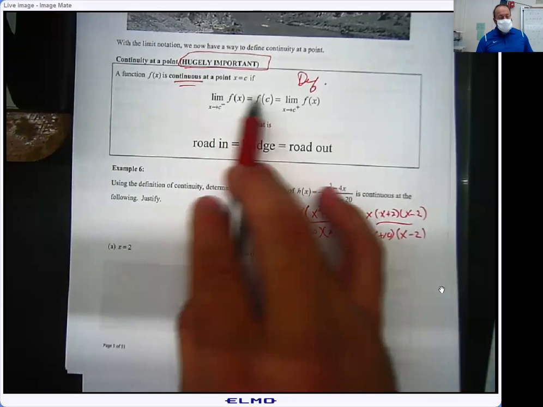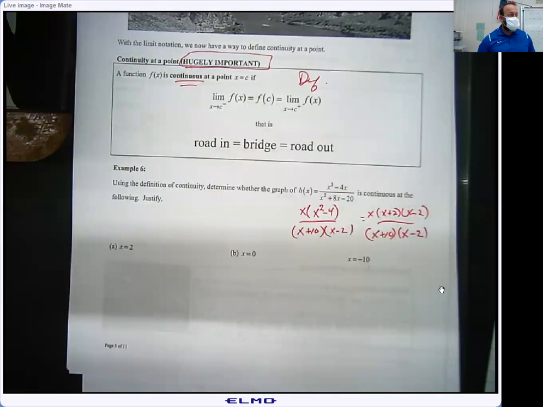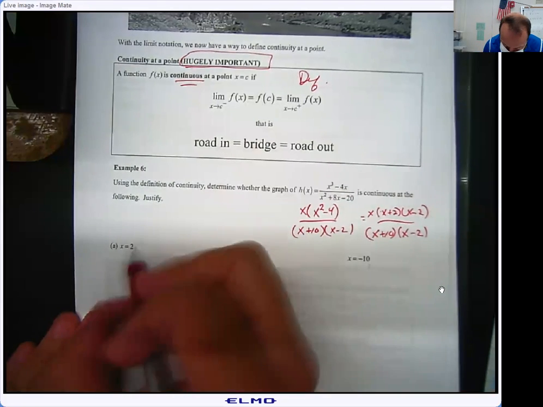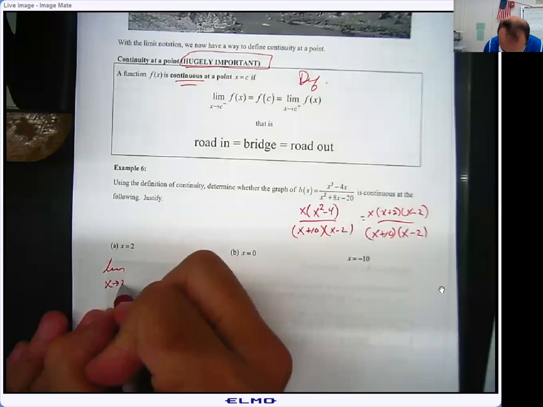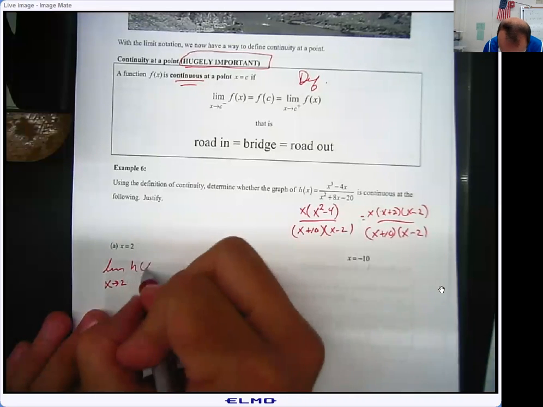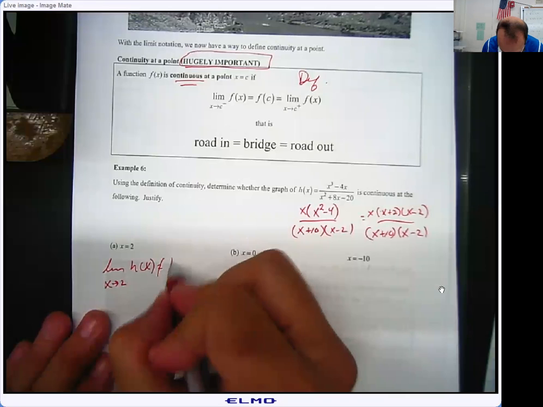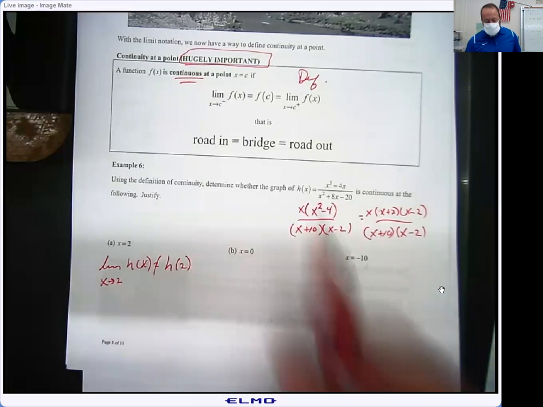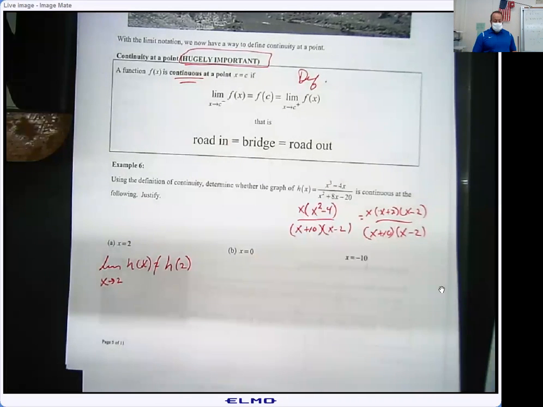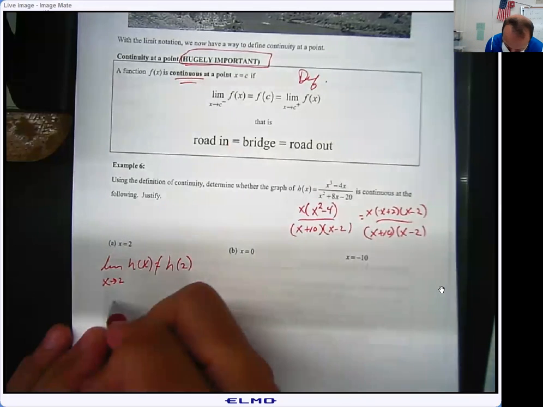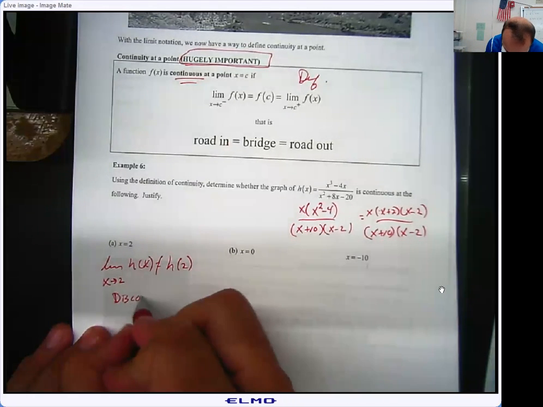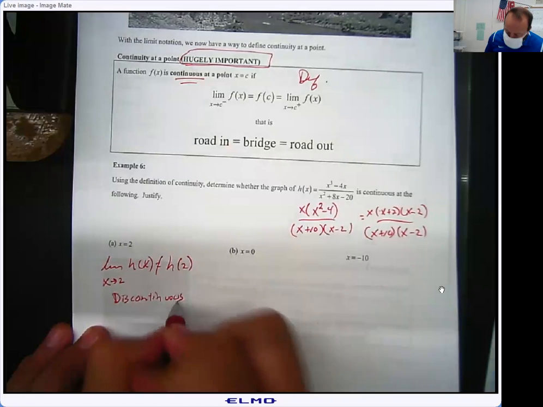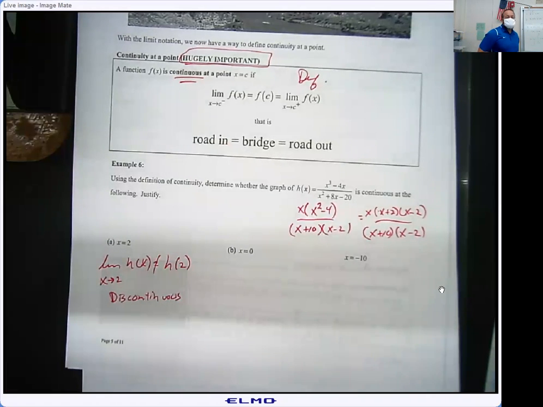Now going back in here, what is the problem? Because what I could say is that the limit as x approaches 2 of h of x is not the same as h of 2. Notice that? So I would say it is discontinuous. How about at x equals 0?